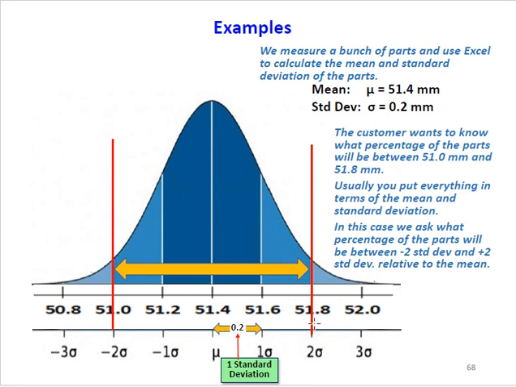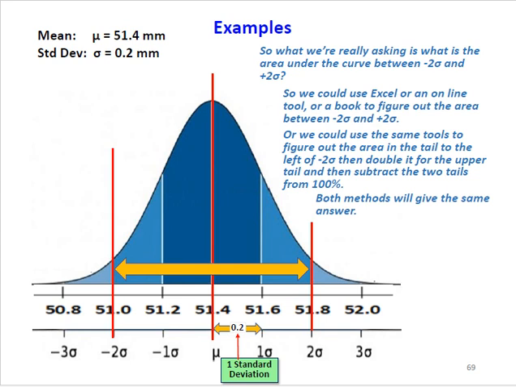Usually you put everything in terms of the mean and the standard deviation. So in this case, we're going to ask what percentage of the parts will be between -2 standard deviations and +2 standard deviations relative to the mean. So we're going to find around here, this area. Let's take a look at how we do it.